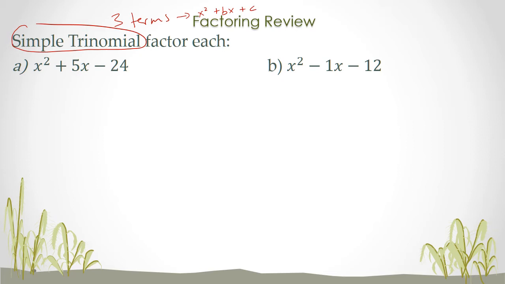Both a and b fit that pattern, so this is a simple trinomial. This ultimately boils down to multiplication tables and you being able to do mental math. If you can't, it doesn't mean that you can't do this. It just means that it's going to take you a little bit longer than somebody else. There's going to be trial and error.